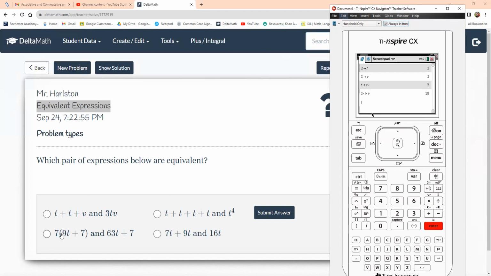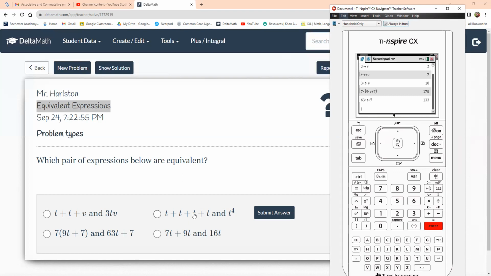So let's go down to this one. We got 7 parentheses 9T plus 7, close the parentheses. I press enter. That's 175. Now when I do 63T plus 7, what does it give me? It gives me 133. So those don't match. So that's not the answer.